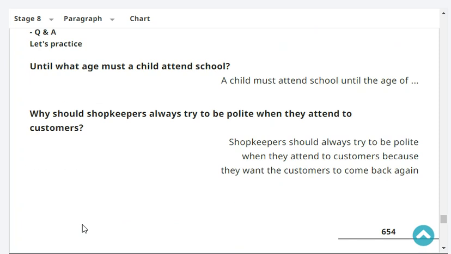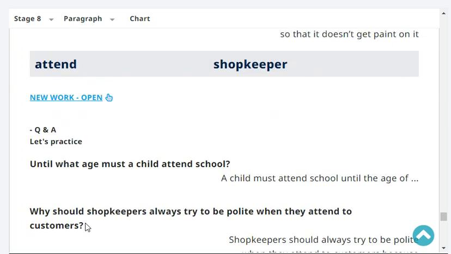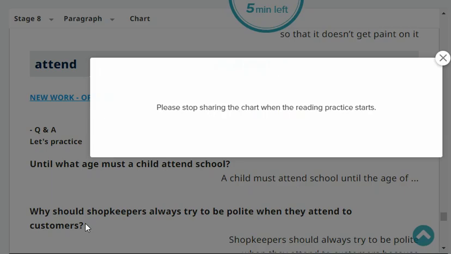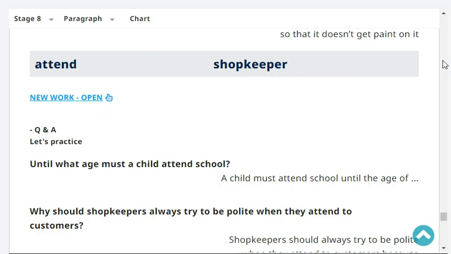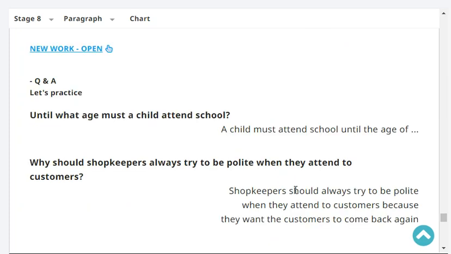Okay, next. Until what age must a child attend school? A child must attend school until the age of 18. Very good. Okay. Why should shopkeepers always try to be polite when they attend to customers?